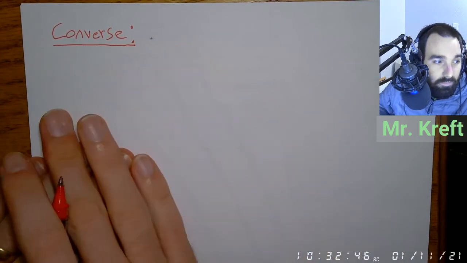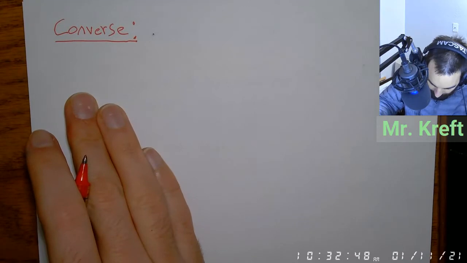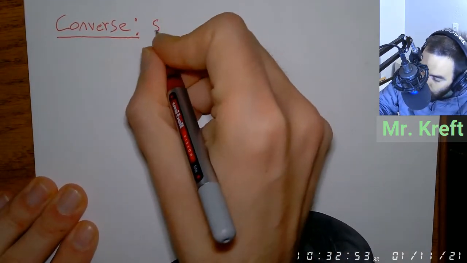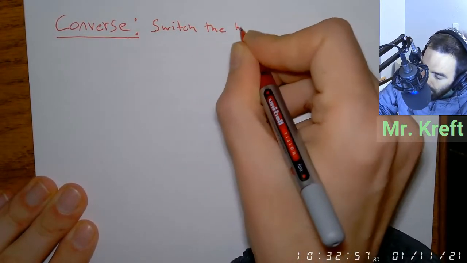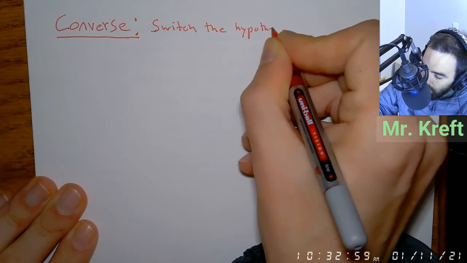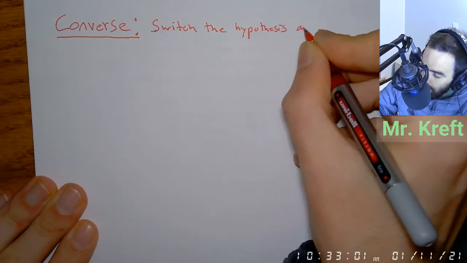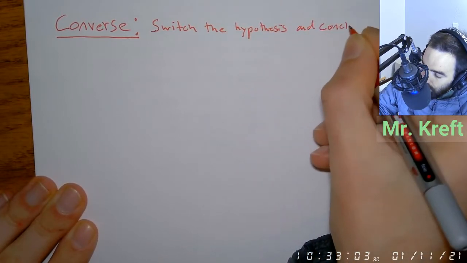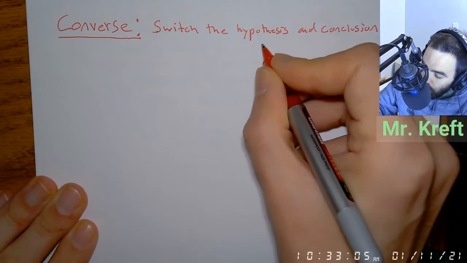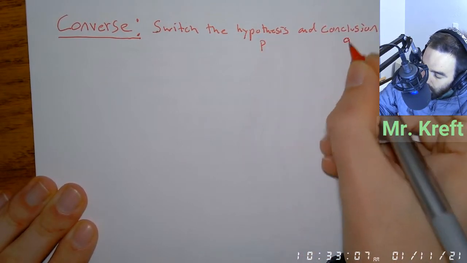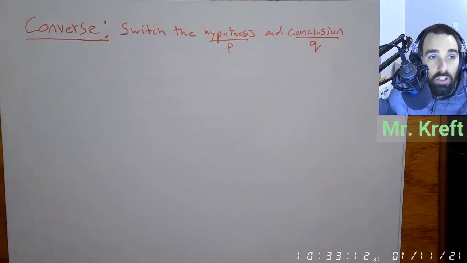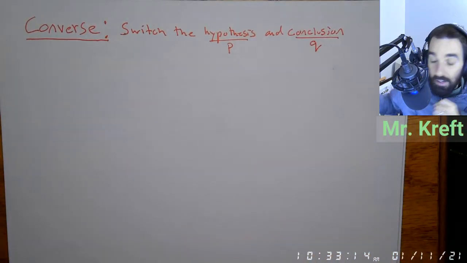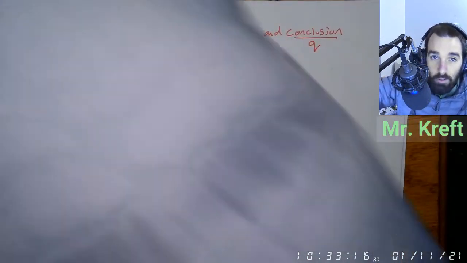So a converse, I want to make sure I'm using the book definition for this. Okay, the converse is you switch the hypothesis and conclusion. So you switch your P and Q. We're going to have to do an example of this. So a converse is you switch your hypothesis and conclusion.